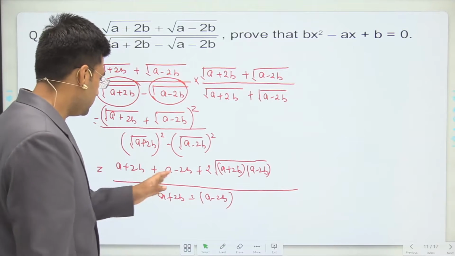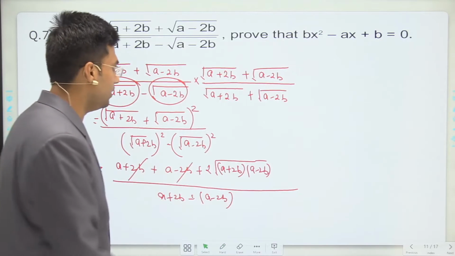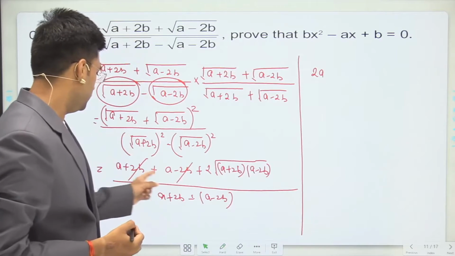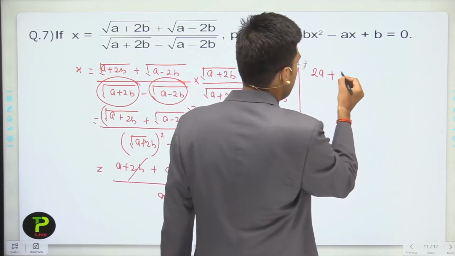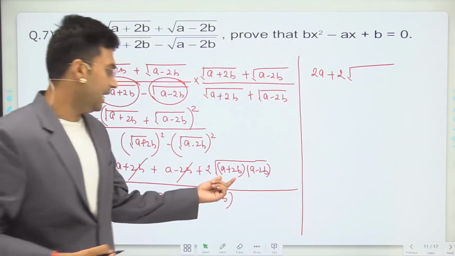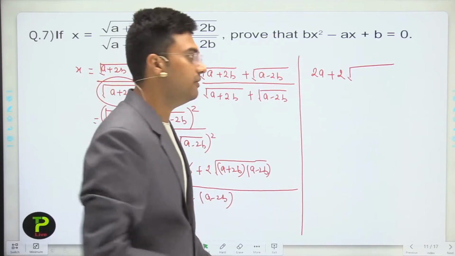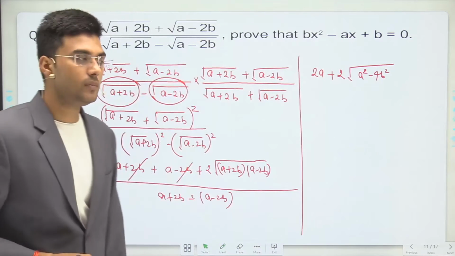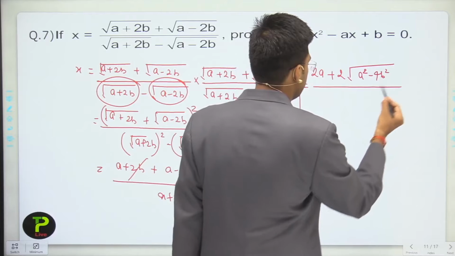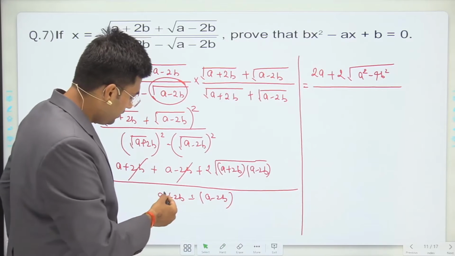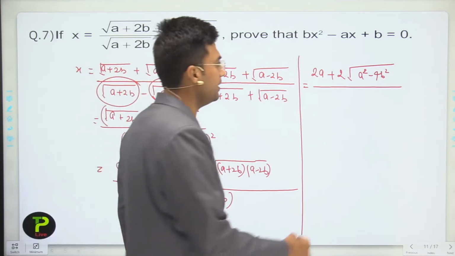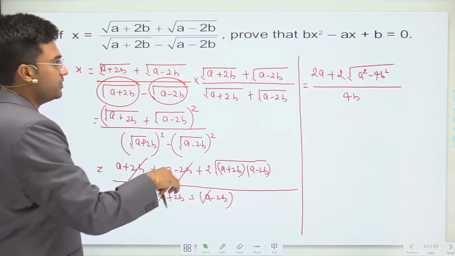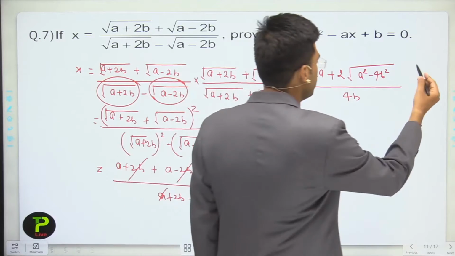Divided by a plus 2b minus a minus 2b. Okay, now when we solve this, this 2b and 2b cancel out, and we will get 2a plus 2 under root, and here we have a plus 2b multiplied by a minus 2b, so we will get a square minus 4b square. Clear? Now when we solve this, in the denominator this a and a cancel out, and we will get 4b, and this expression is given as x.